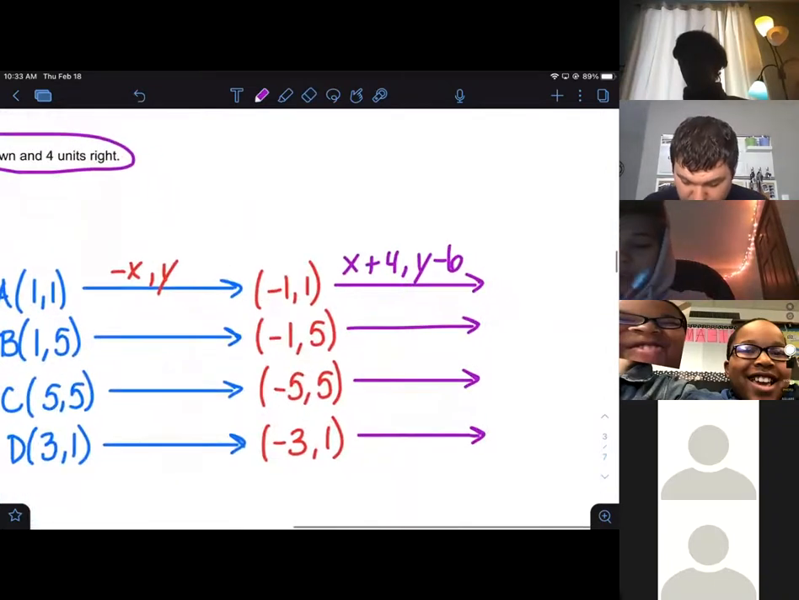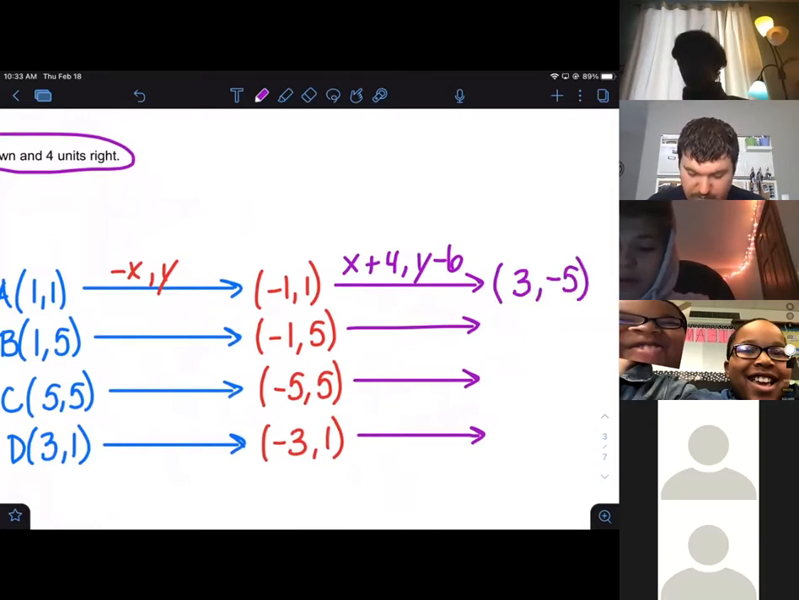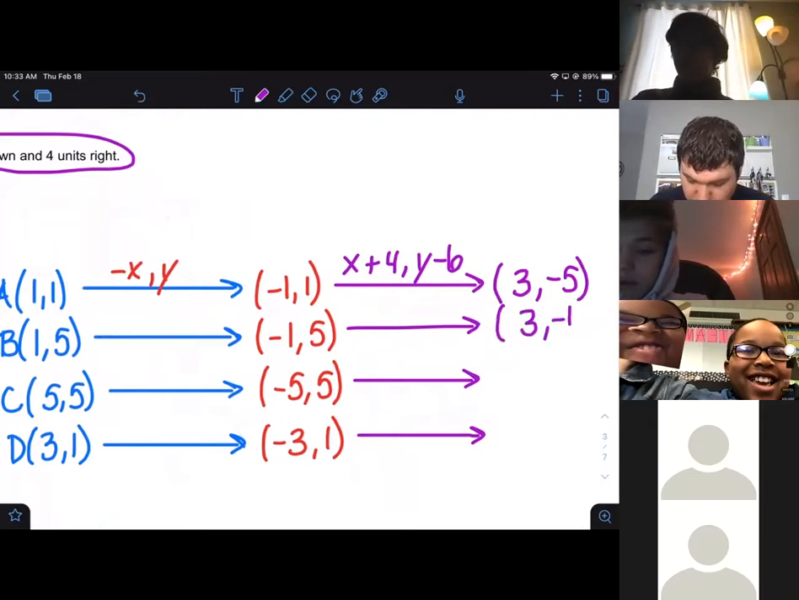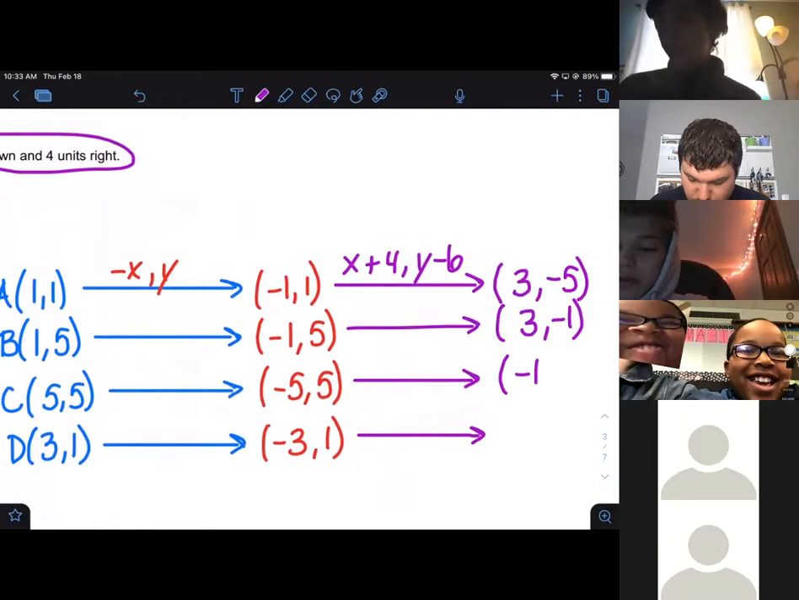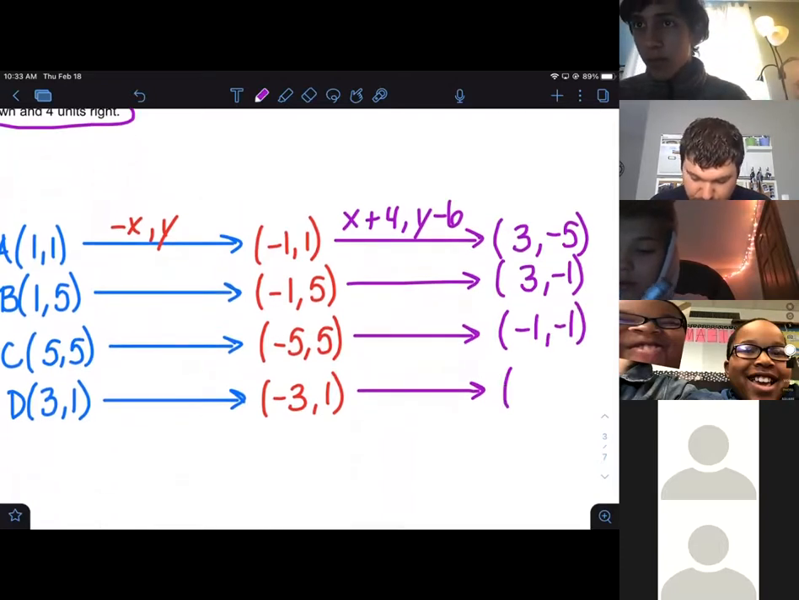So we're going to do the first one. Go ahead. 3, -5. Good. Somebody else want to do the next one? Me. Go ahead. 3, -1. Good. And the next one, somebody else? -1, -1. Good. And the last one? 1, -5.